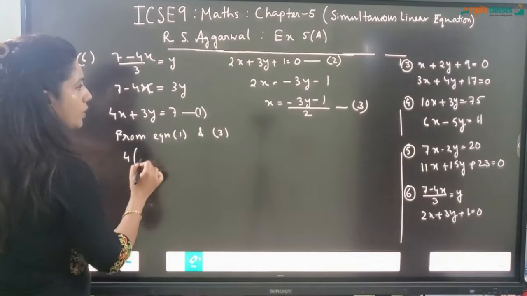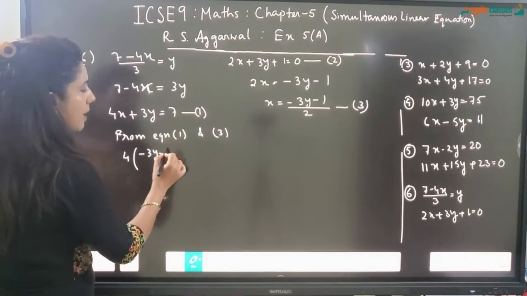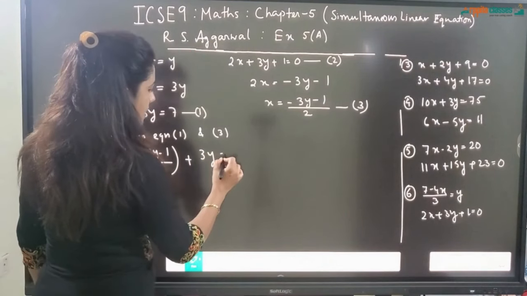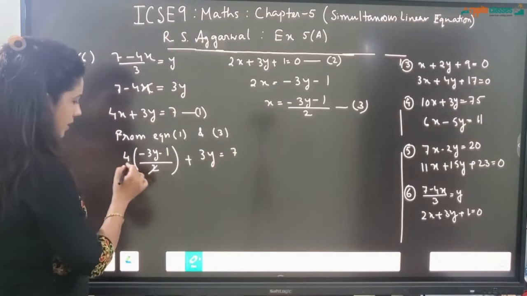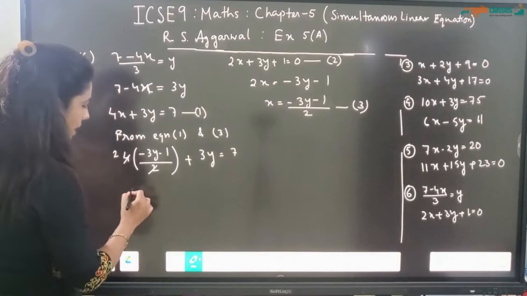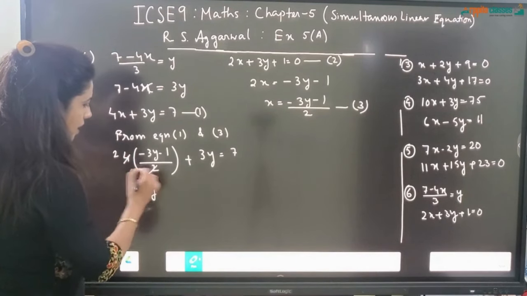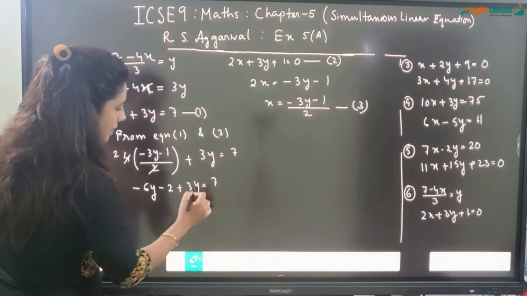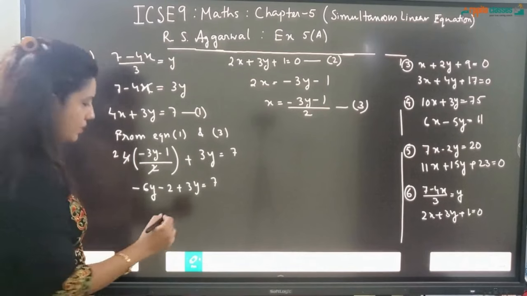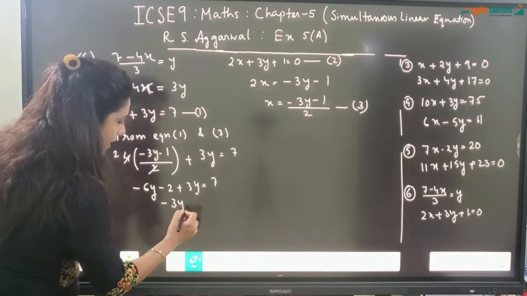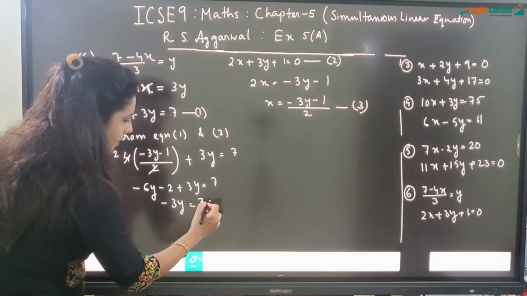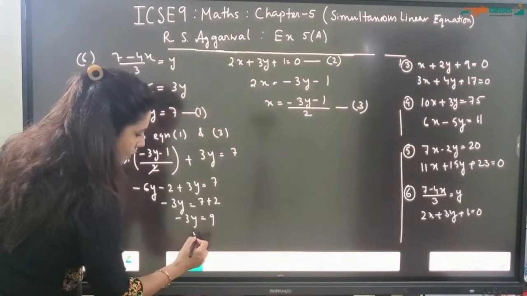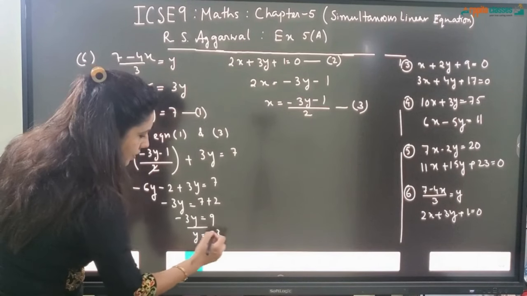So 4 whole into minus 3y minus 1 upon 2 plus 3y is equal to 7. Here this gets cancelled. 2 into minus 3y minus 6y minus 2 plus 3y is equal to 7. So minus 6y plus 3y will give you minus 3y, and I'll send 2 that side. So 7 plus 2, so minus 3y is equal to 9, or y is equal to minus 3.